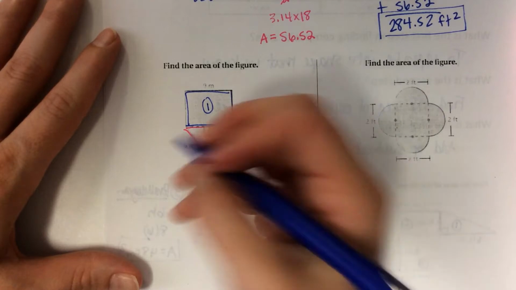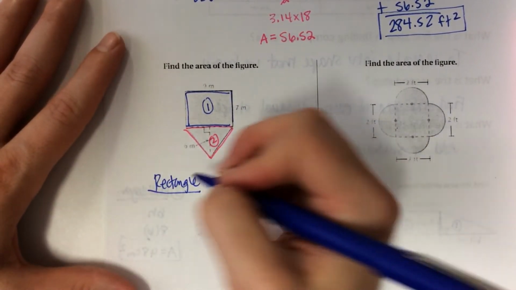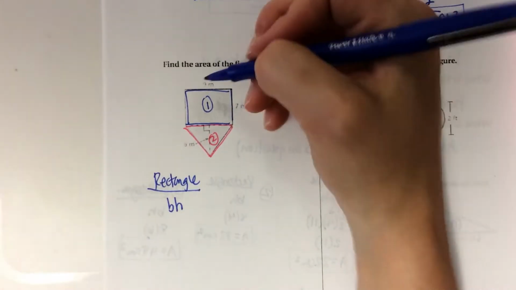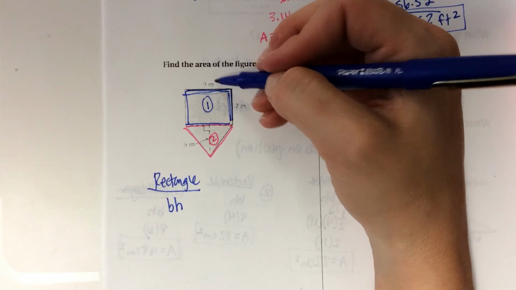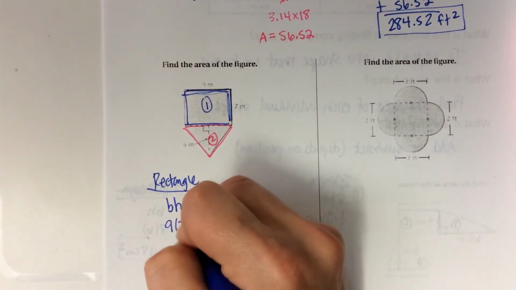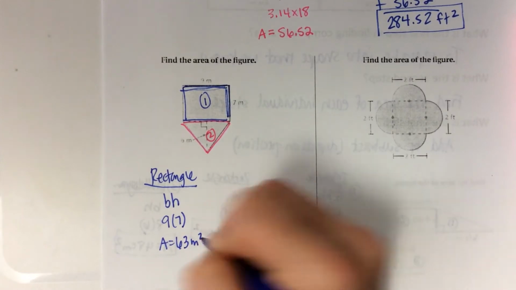So let's start with our rectangle. For a rectangle, we need a base times a height. So here's one and here's the other. So I have a rectangle that is 9 by 7. So 9 times 7 is 63 meters squared.